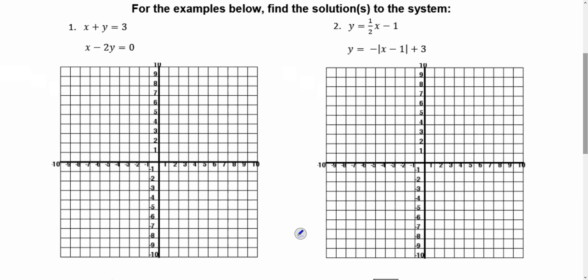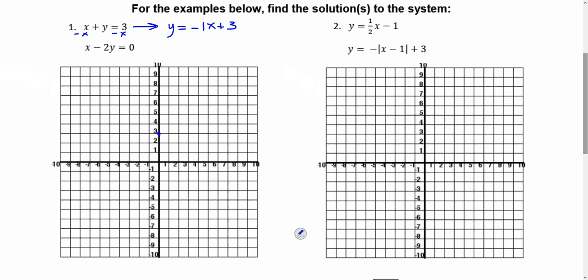In number 1, I'm looking at it. I don't see any exponents. I don't see any fancy symbols like square roots, absolute values. I don't see anything. So right away that tells me they're lines. But in order to graph a line, they have to look a certain way. You have to get the y's by themselves first. So in the first one, I need to subtract x. So this equation turns into y equals negative 1x plus 3. So what I'm going to do is I'm going to just go ahead and graph that one first.